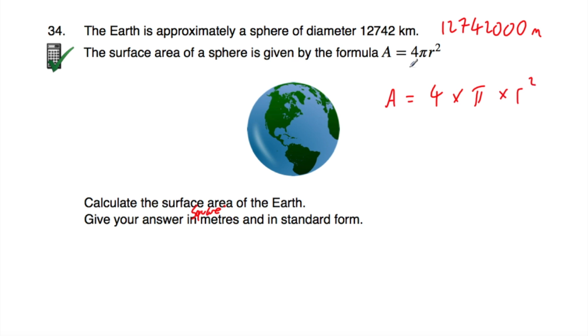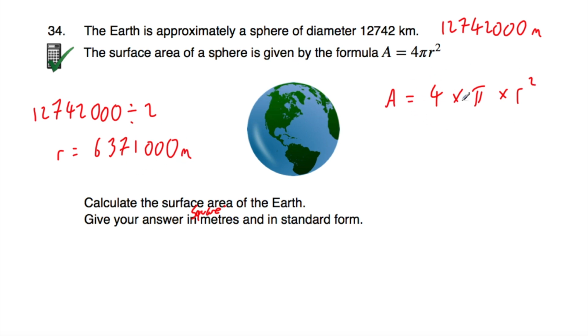Now we want to find the radius, because the surface area is 4 multiplied by pi multiplied by the radius squared. That means we need to halve the diameter to get the radius of the Earth. So let's take the 12,742,000 meters and divide that by 2 to find out what the radius of the Earth would be in meters. Whenever you divide by 2, you get an answer of 6,371,000 meters. So that's the radius of the Earth, and now we know what the radius is in meters.